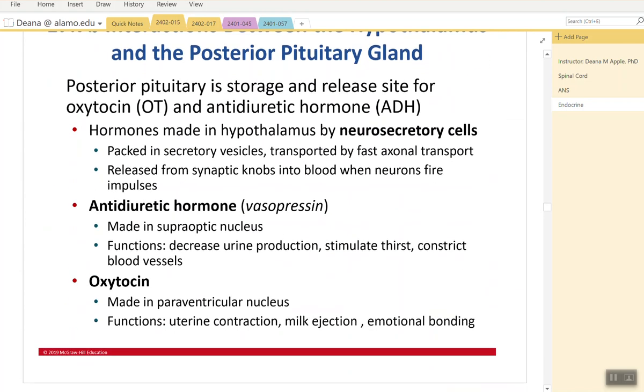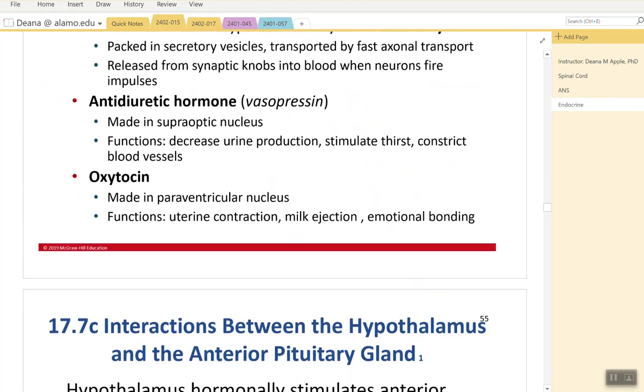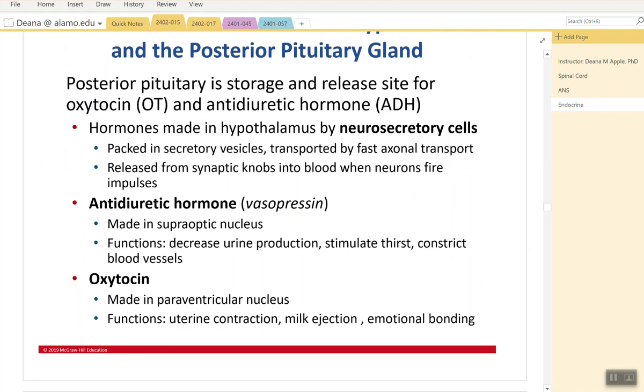All right, so the posterior pituitary, we just talked about that up here. Okay, so here's your portal system. All right, so it's back to the posterior pituitary. So this is where oxytocin and antidiuretic hormone are made. The hormones are made in the hypothalamus by neurosecretory cells. They're then transported anterogradely down the axon to the posterior pituitary.